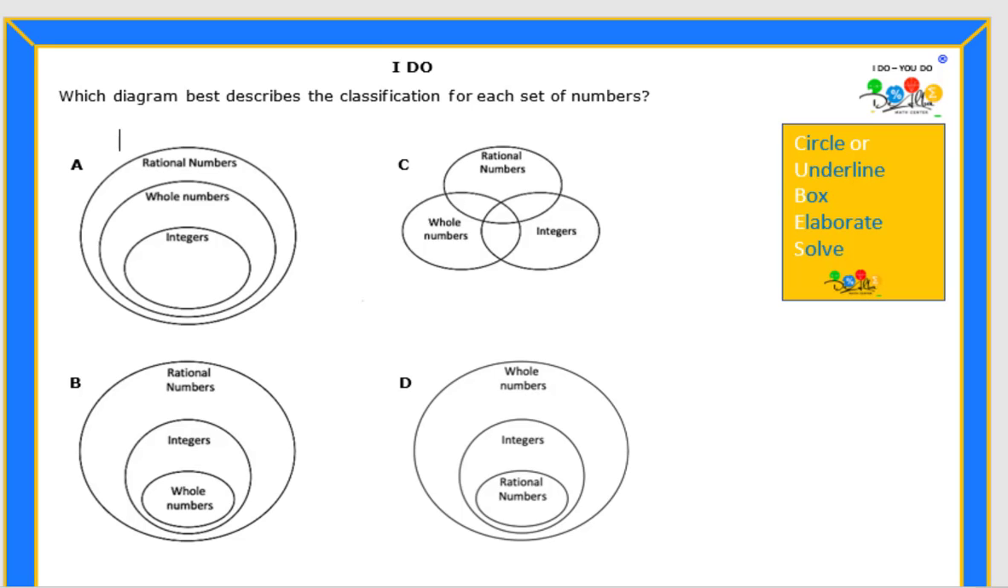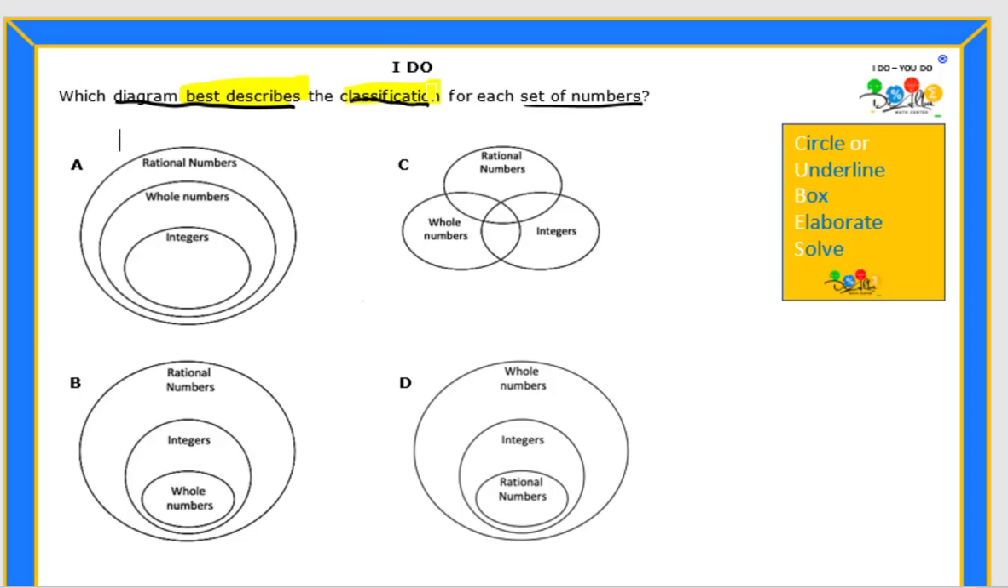Hello there. Let's look at this question. Which diagram best describes the classification for each set of numbers? Let's start off by circling or underlining our important information. So we have which diagram best describes the classification for each set of numbers. I really want to emphasize the best describes and classification.